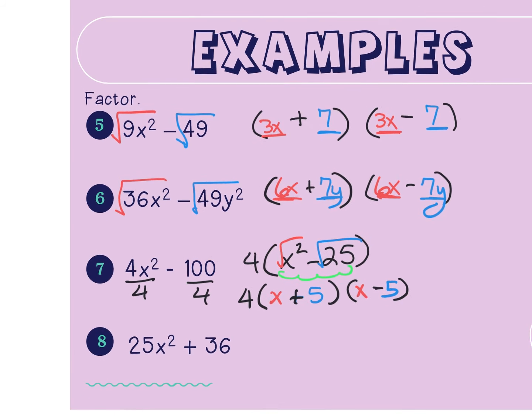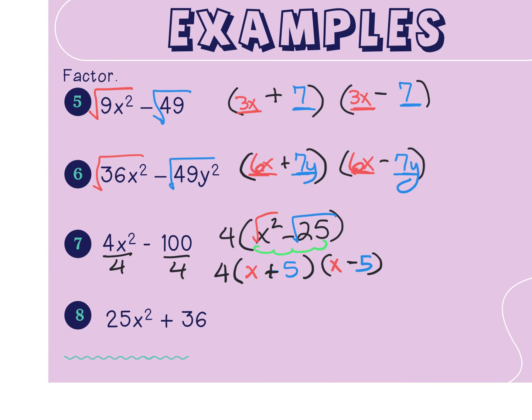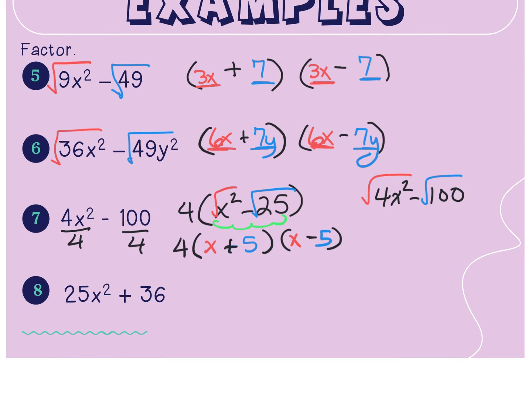Now, let's say instead you recognize this and you thought, oh, 4x squared is a perfect square. And so is 100. If all you did was square root this and square root this, watch what your binomials are going to look like. It's going to end up being 2x, and this will be a 10.